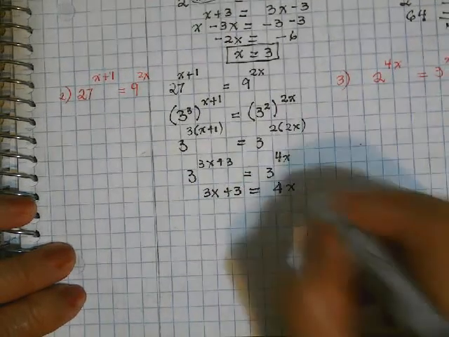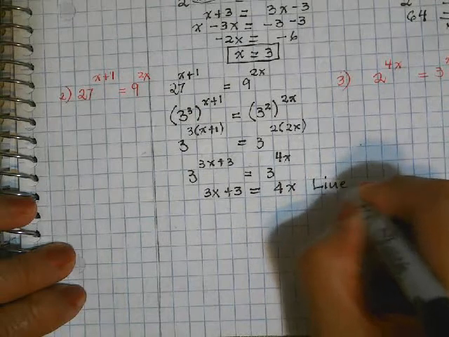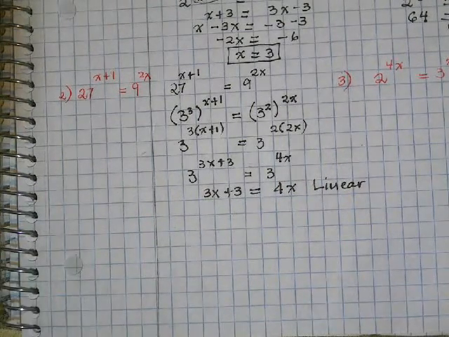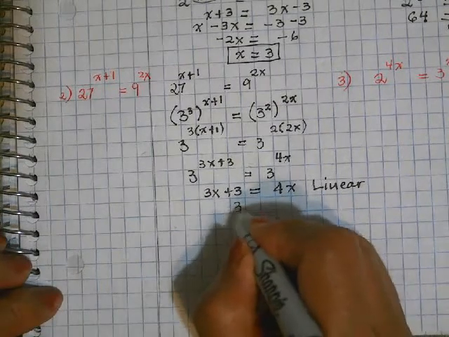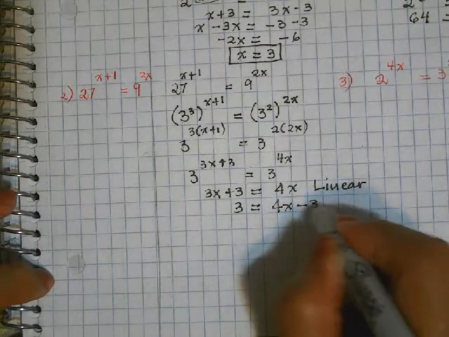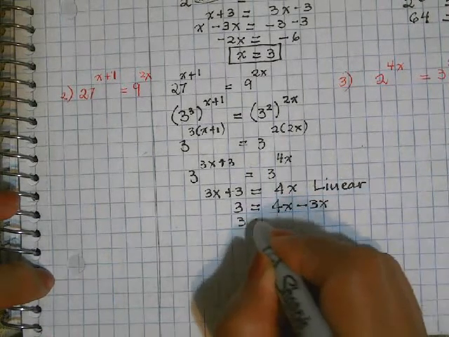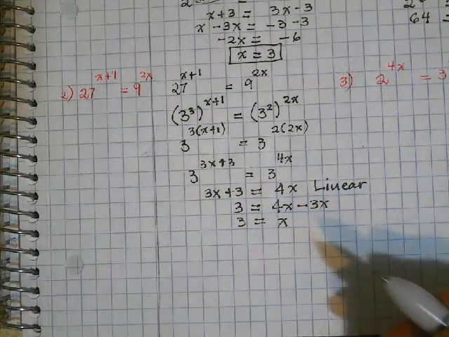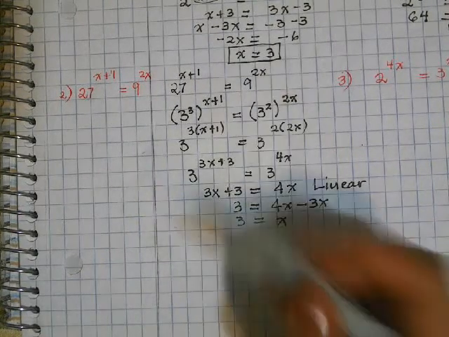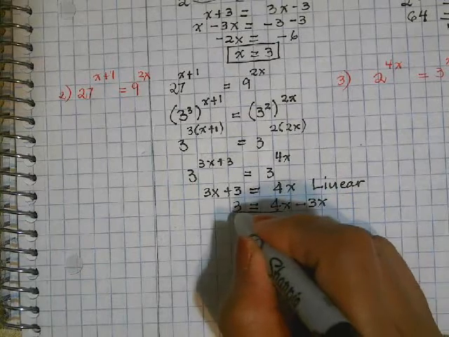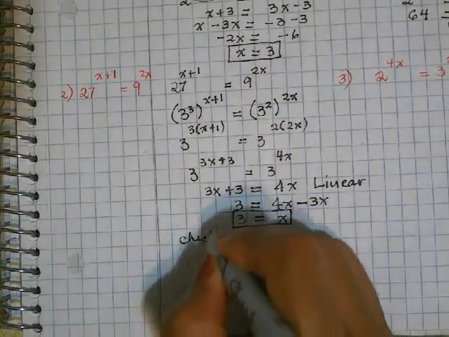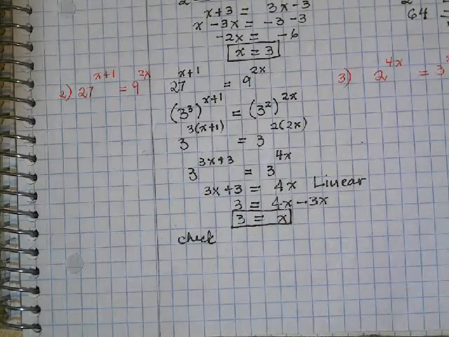So it's not an exponential anymore. This is now a linear equation. Okay, so it's easy to solve. So we say 3. I'm going to put 3x on the other side, and it will turn negative. So x is 3. Okay, that is your answer. We have the same answer here. It's just coincidence that they are the same. Then you can always check, okay, by substituting it there.